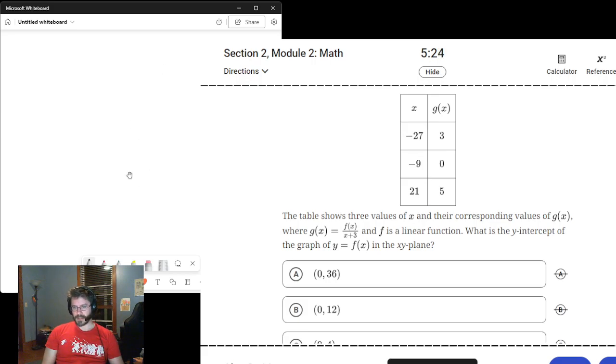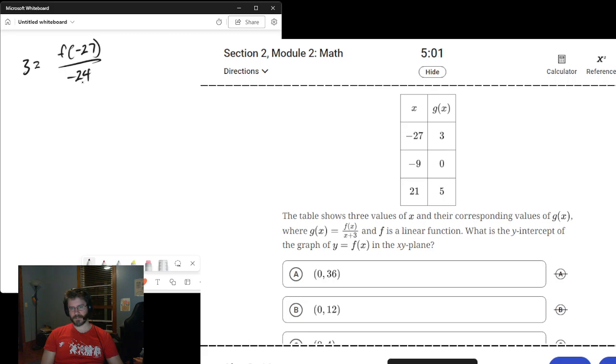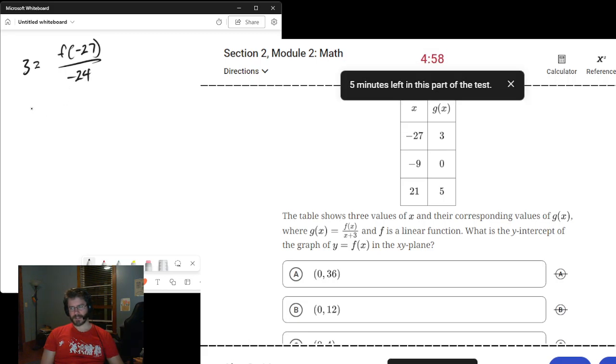I'm not quite sure what to do here. Let's think, especially under a time crunch like this. So when x is 0, so let's just start doing stuff. So we got 3 is equal to f of negative 27 divided by negative 27 plus 3 is negative 24. So add that over, or multiply that over. Yeah, 5 minutes, I know. 60 plus 12 is 72, so negative 72 equals f of negative 27. Okay, that's an xy coordinate. Oh, okay, yes, we're going to get some xy coordinate points out of this, and then using that we get the slope and the y-intercept.